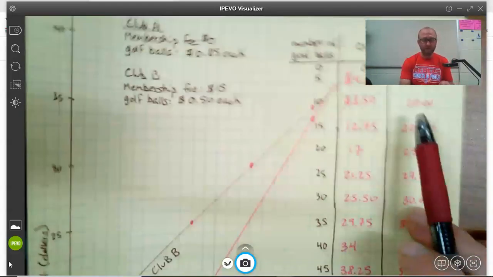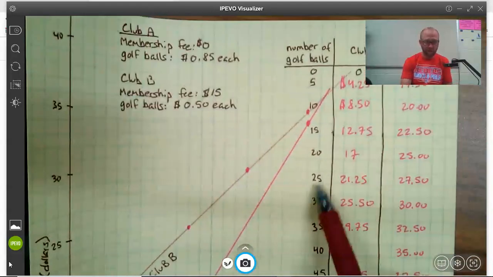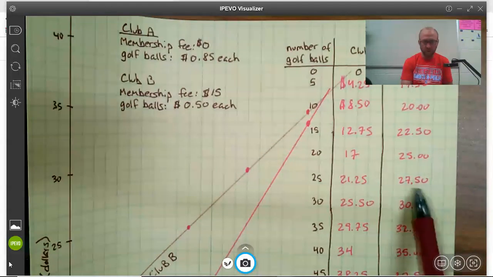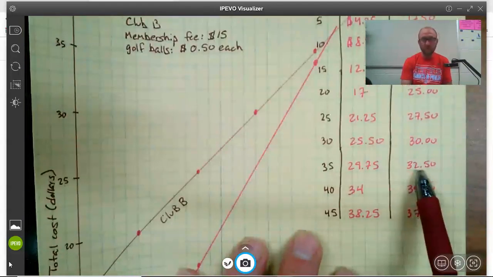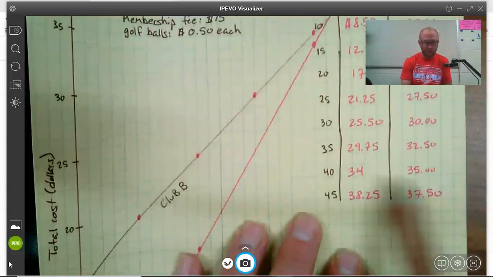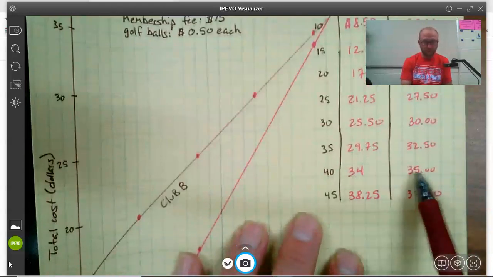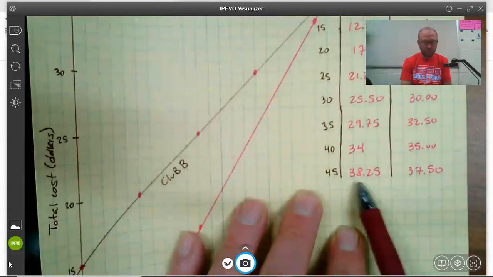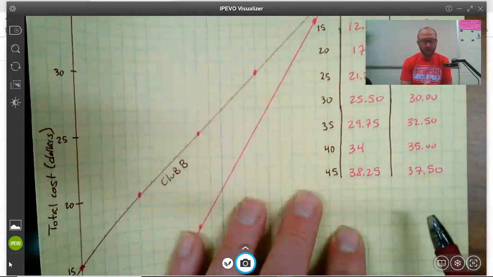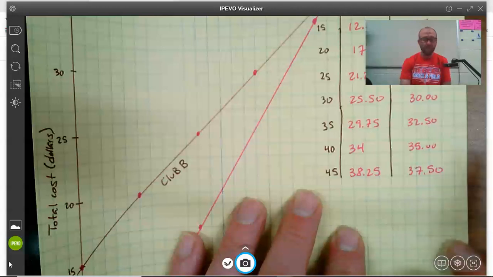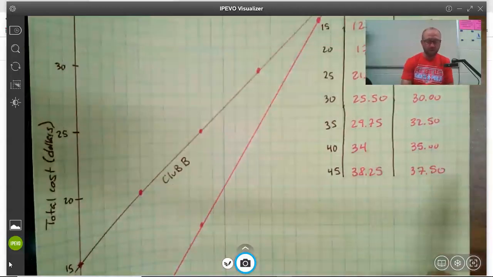And you can see the same thing in your table, by the way. For example, for 20 golf balls, 21 versus 27, Club B is more. For 35 golf balls, 29 versus 32, Club B is more. For 40 golf balls, 34 versus 35, Club B is more. But then for 45 golf balls, 38.25 is more than 37.50, so Club B is going to be more. Now we've narrowed it down to somewhere between 40 and 45.